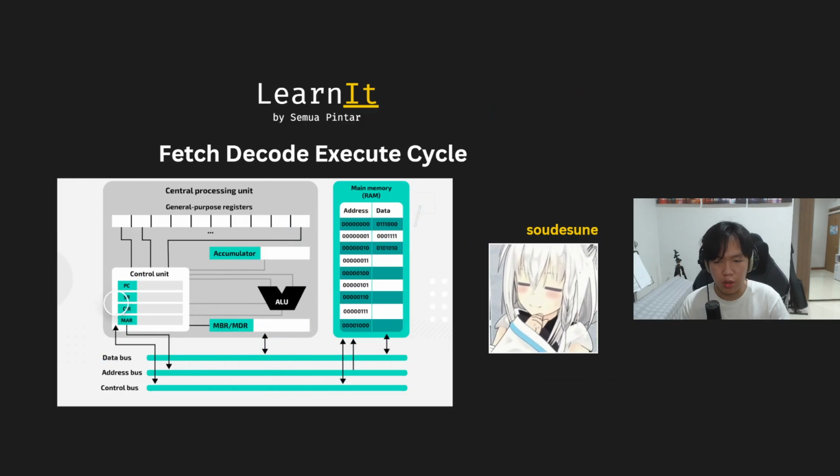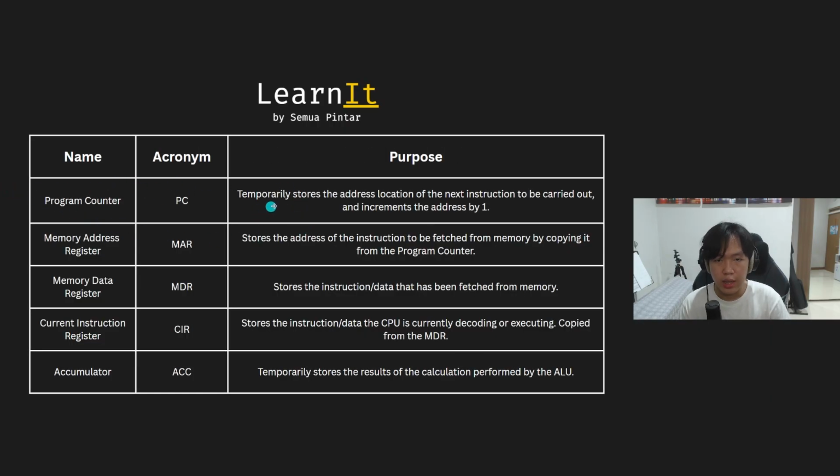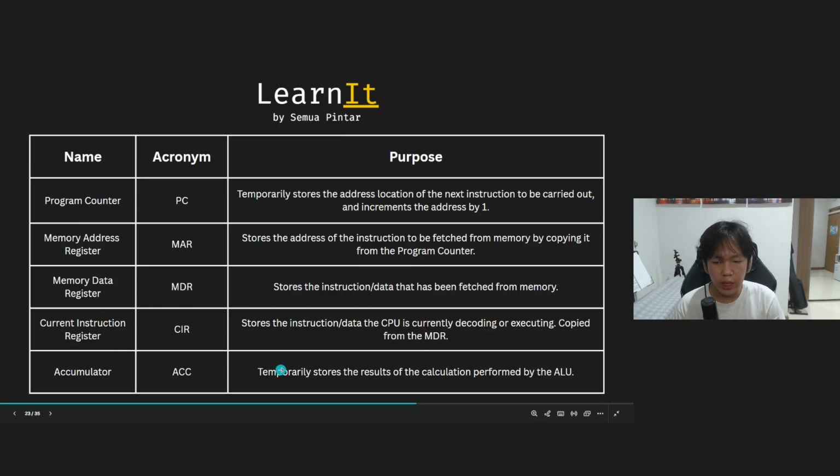If you want to review yourself, you can read through this. This is essentially the purpose of each register, as I've said before, as explained in the diagram. So essentially, the program counter temporarily stores the address location of the next instruction to be carried out and increments the address by 1. The MAR stores the address, the MDR stores the data, the CIR as well, and the accumulator stores the results from the ALU temporarily. So that's for the registers.